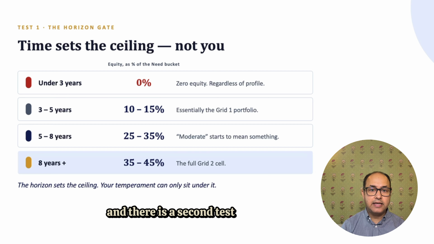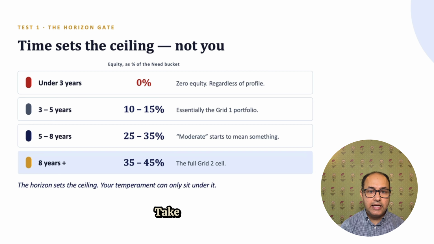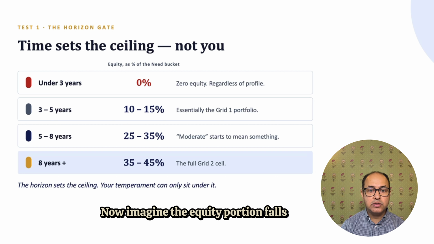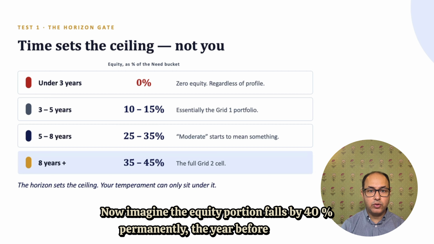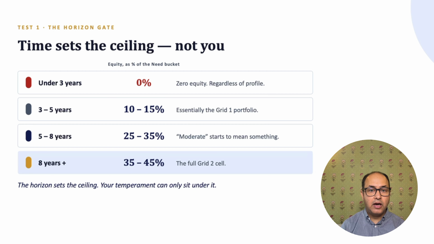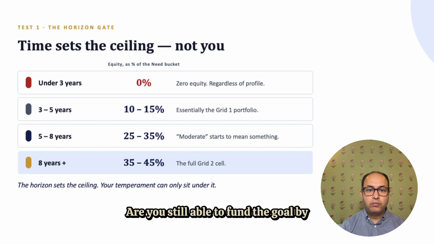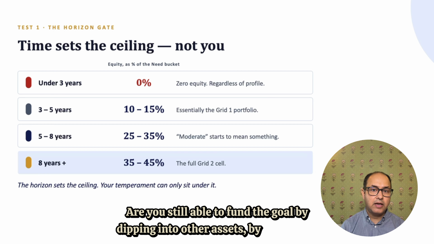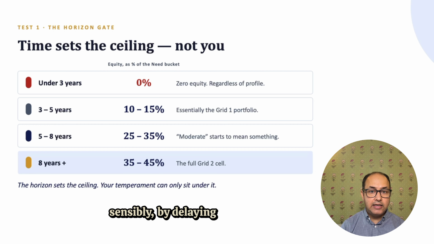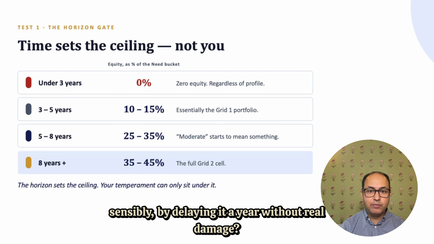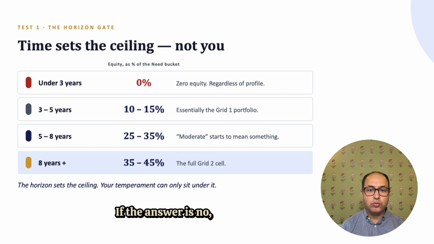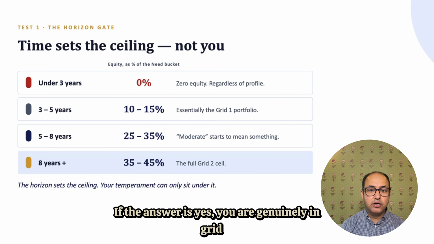And there's a second test on top of horizon. Take your target corpus. Now imagine the equity portion falls by 40% permanently, the year before the goal. Run the arithmetic. Are you still able to fund the goal by dipping into other assets, by borrowing sensibly, by delaying it a year without real damage? If the answer is no, step down 1 band. If the answer is yes, you are genuinely in grid 2.